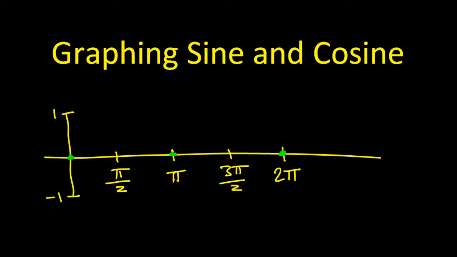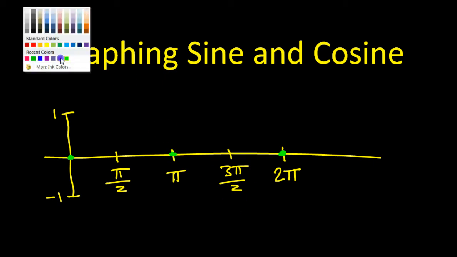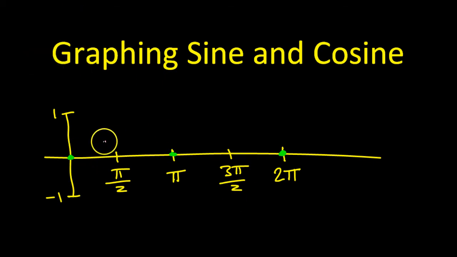Now let's talk about the cosine function. The cosine function does not start at the origin. Instead, the cosine function starts up high. It starts at 1. Then it goes down to its low point at pi, and then it comes back up. Between 0 and 2 pi, cosine forms this sort of bowl shape.